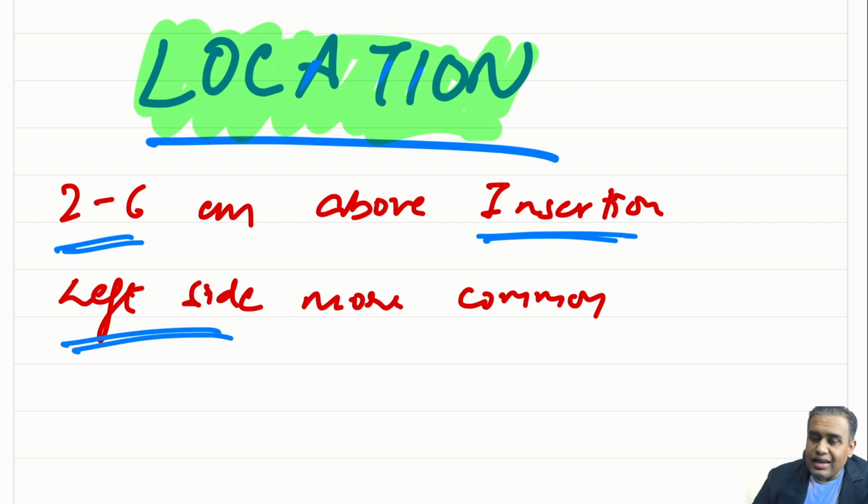Normally it is seen more on the left side. Why? Because 90% or more of people are right-handed, they normally start running with their left foot. That is a common tendency. So it is said that on the left side it is more common.